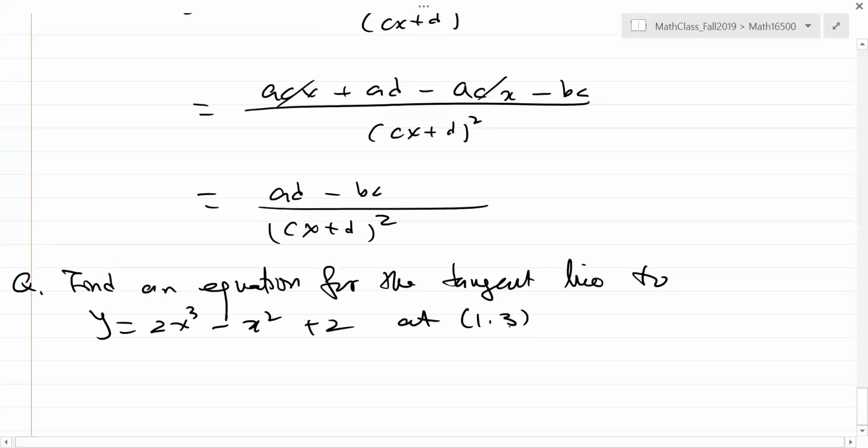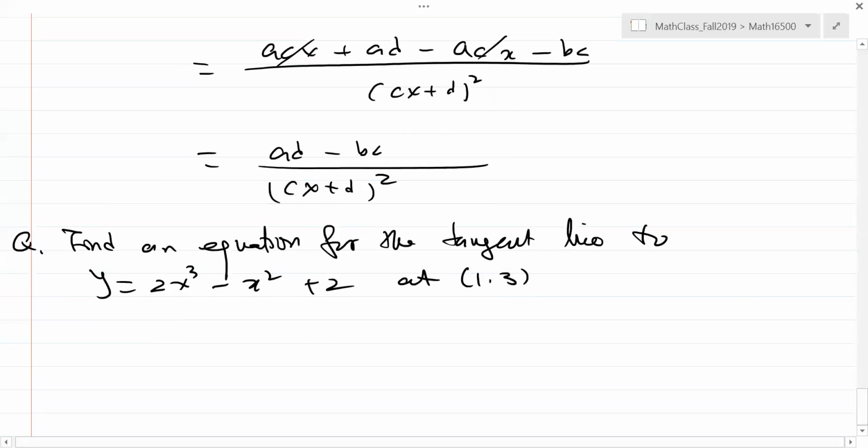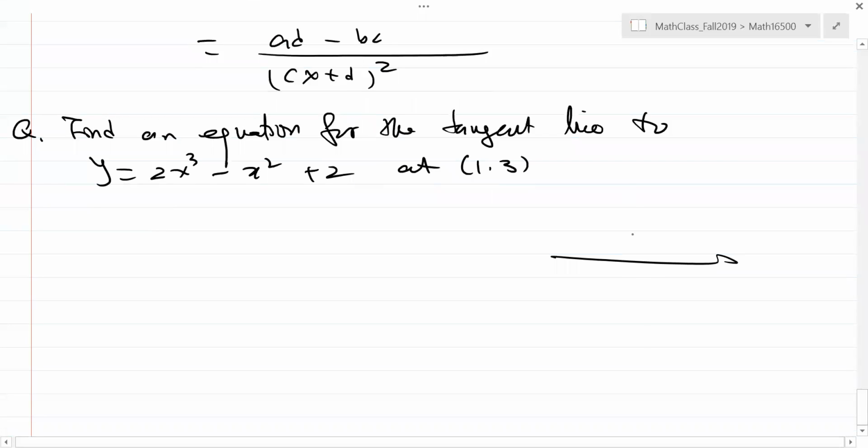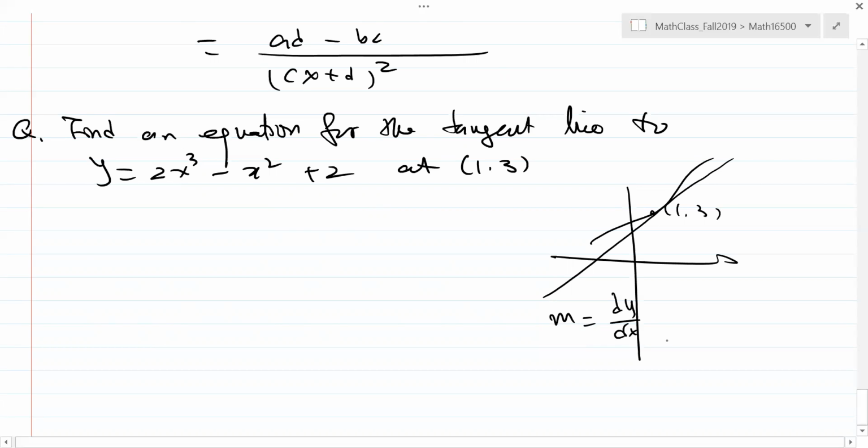So how do you solve this problem? Do you want to sketch the graph? No, you don't need it. All you have to do is mark the point (1, 3). So you are going to find the slope of the tangent line. How do you find it? It is going to be dy over dx, evaluated when x equals 1.